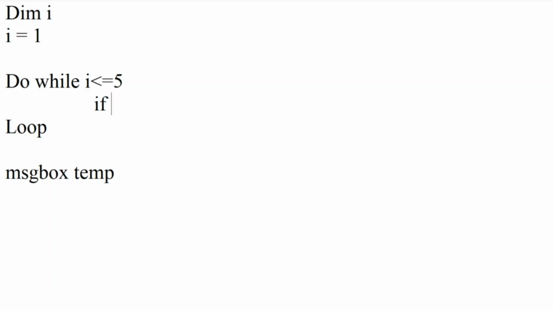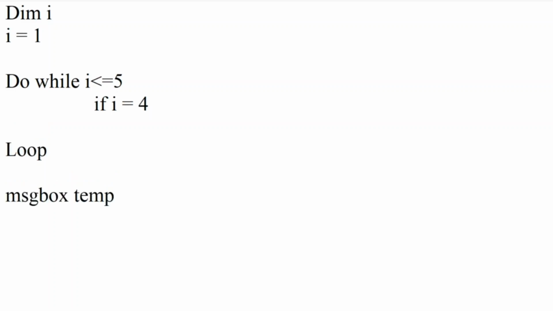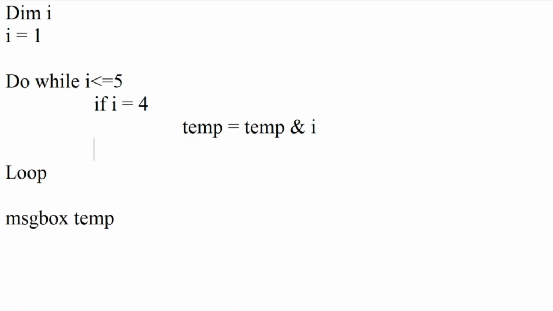So I just want to write if i equal to 4, then you print, then you take temp equal to temp ampersand i. Then you write end if here, and I don't want anything else. So if is followed by then, it will not work if it is not there, and syntaxes we have to follow, right? So what will be the value of the temporary variable? So temp ampersand i, and I want vbLf.